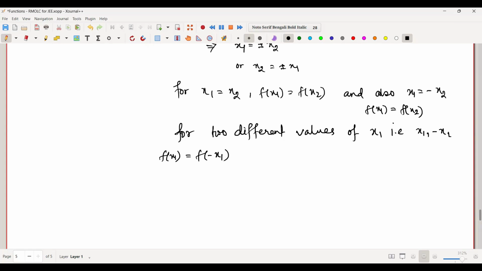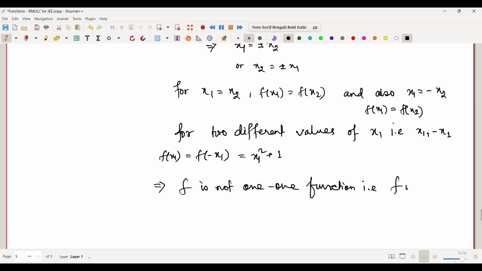So for different values of x1, that is x1 and minus x1, f(x1) and f(minus x1) are both same, that is equal to x1 whole square plus 1. So that means f is not one-one function, that is f is many-one function. Many-one function. Clear?